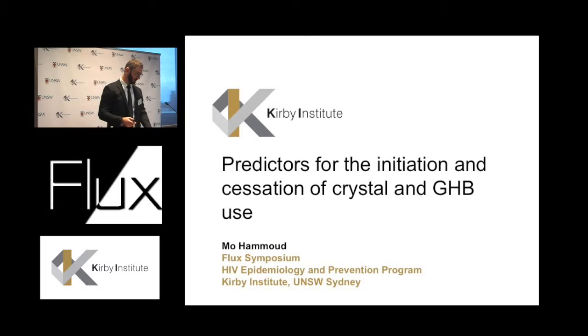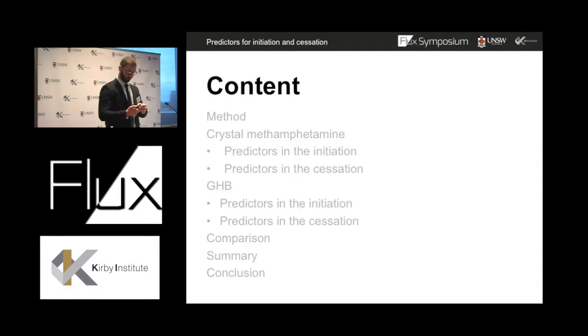Based on the prevalence, incidence, and risk factors associated with crystal and GHB use at baseline, I'll now present what factors are associated in predicting the initiation and cessation of these two drugs. Really quickly, I'll just go over how we do the analysis for longitudinal data to predict initiation and cessation. Look at the initiation and cessation for crystal and GHB, and end with a comparison.